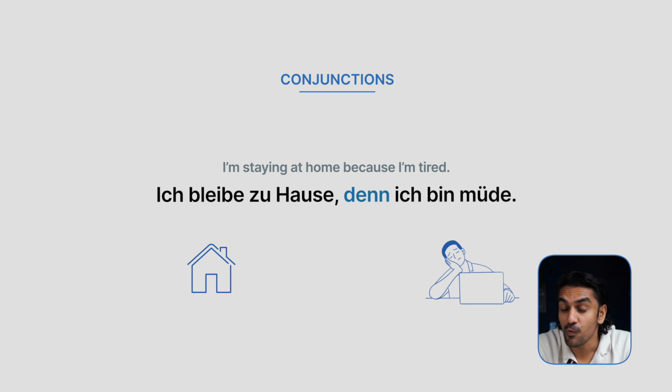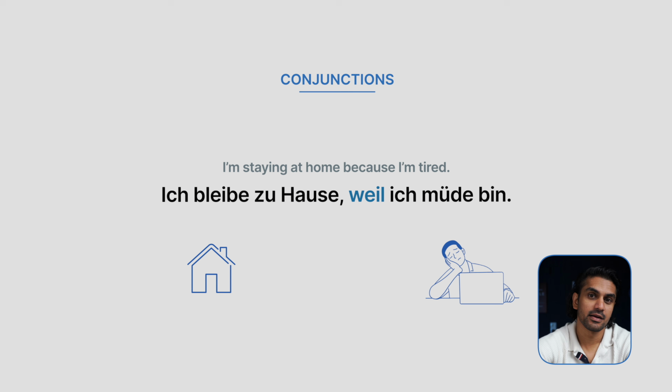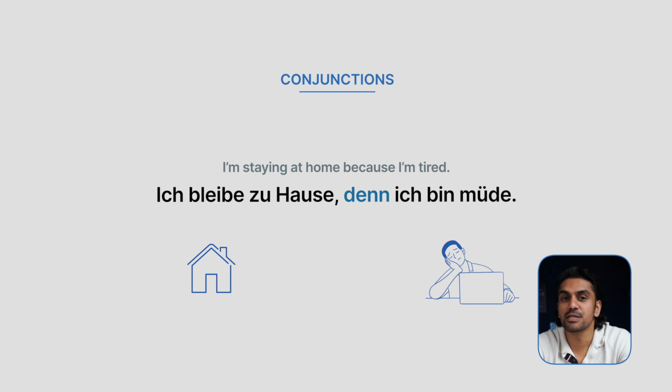Now, denn is one way to say because in German, but there is another super common word, weil. For example, ich bleibe zu Hause, weil ich müde bin. I'm staying at home because I'm tired. Both denn and weil mean the same thing. But there is one key difference. When you use weil, the verb moves to the end of the sentence, just like with modal verbs. Don't worry if that feels tricky right now. That's something for later. For now, it's totally fine to use denn, since it keeps a normal word order and is much easier to get used to.